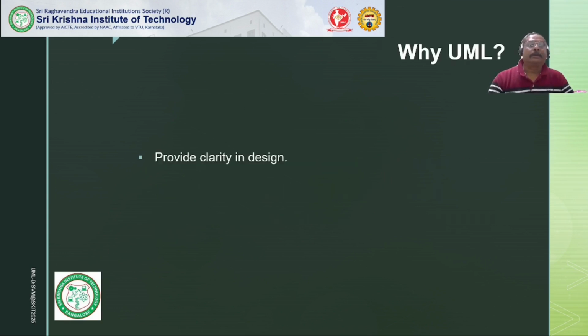So why do we require UML diagrams? UML diagrams provide clarity in design and help to communicate ideas across the teams. Yes, because there is not one team working from start to end. There will be many teams working. So each team is specialized in different activities, like collecting the requirements.